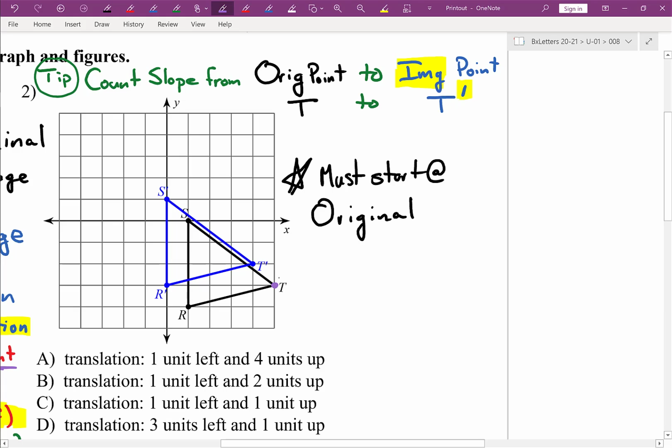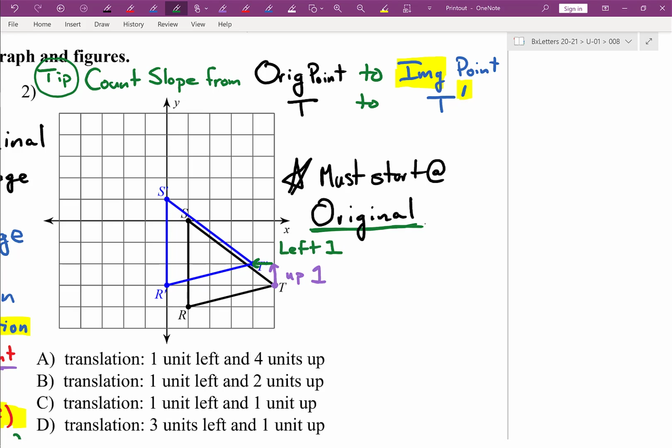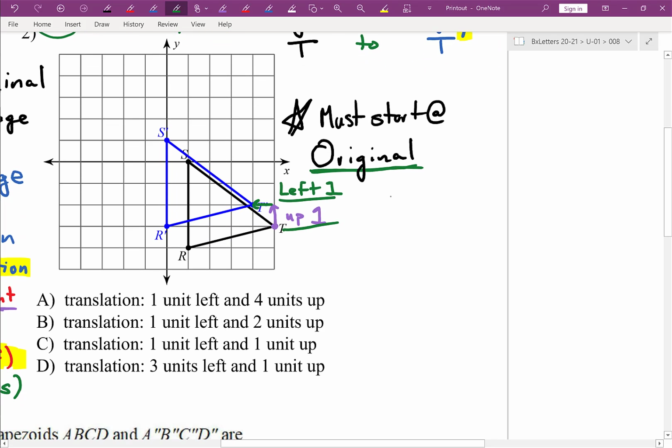I'm going to pick T. I'm going to ask, how do I get from T to T prime? It is up 1 and to the left 1. And you write that down on your paper. The thing I have to stress is you have to go from the original. You can't pick it from the image, because maybe that would be the trap. It's from the original, the black shape without prime notation, to the image, the blue shape with the prime notation. So I'm looking for an answer that has up 1 and left 1.